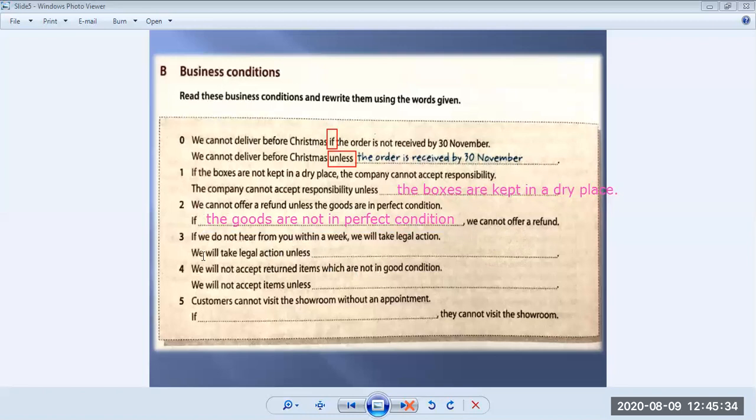So I'm going to leave questions number 3, 4, 5 for you to complete on your own. I think I have explained clearly. So let's move on to the next page.